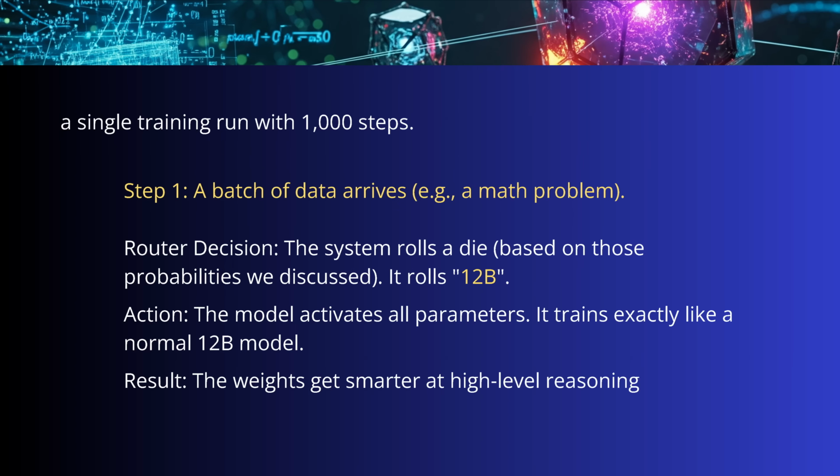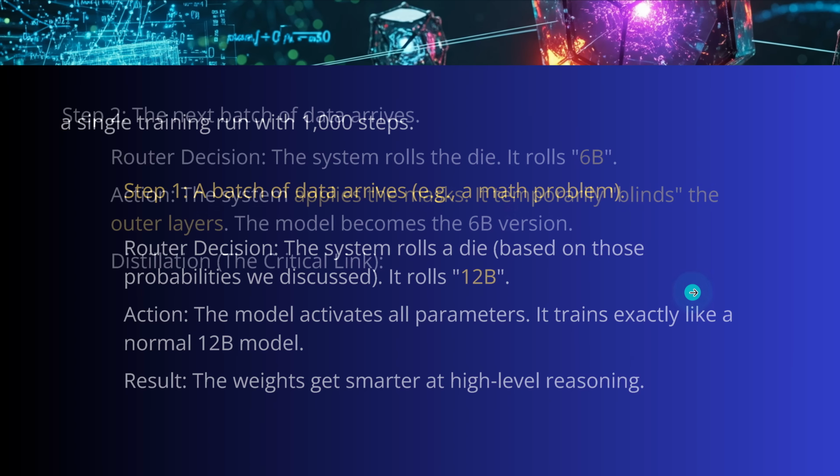Let's start simple. So we have a batch of data arriving here, a math problem, and let's say the router makes a decision: hey, let's do the 12B model. The model activates all the parameters exactly like a normal 12B model. And the result is the weights get smarter for high-level reasoning.